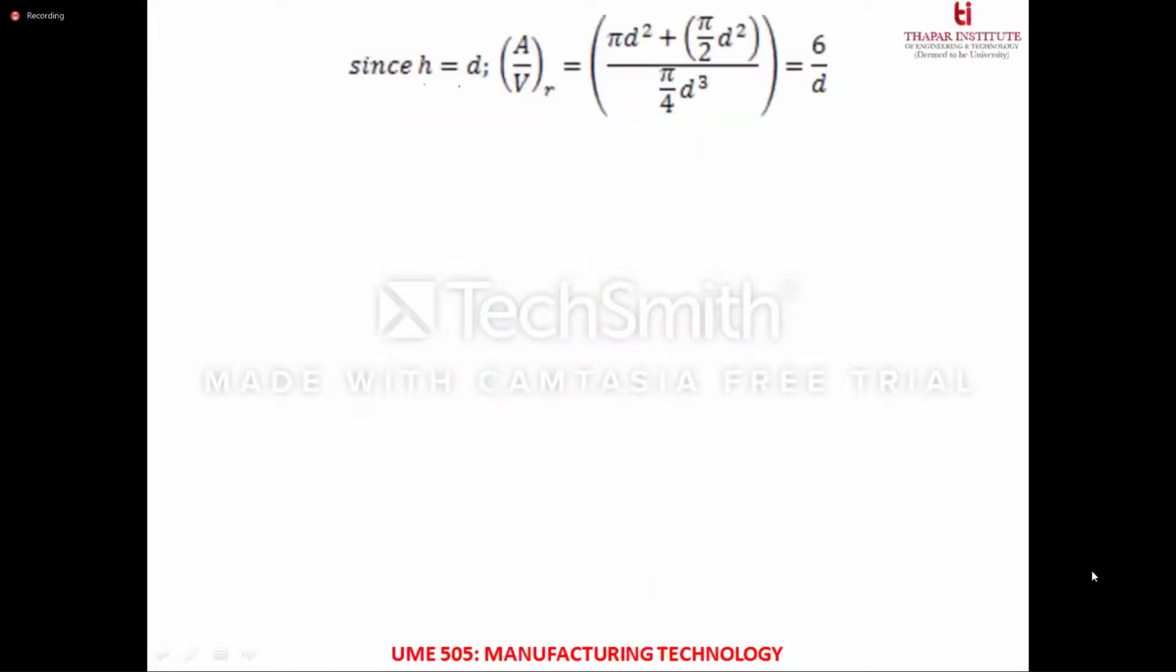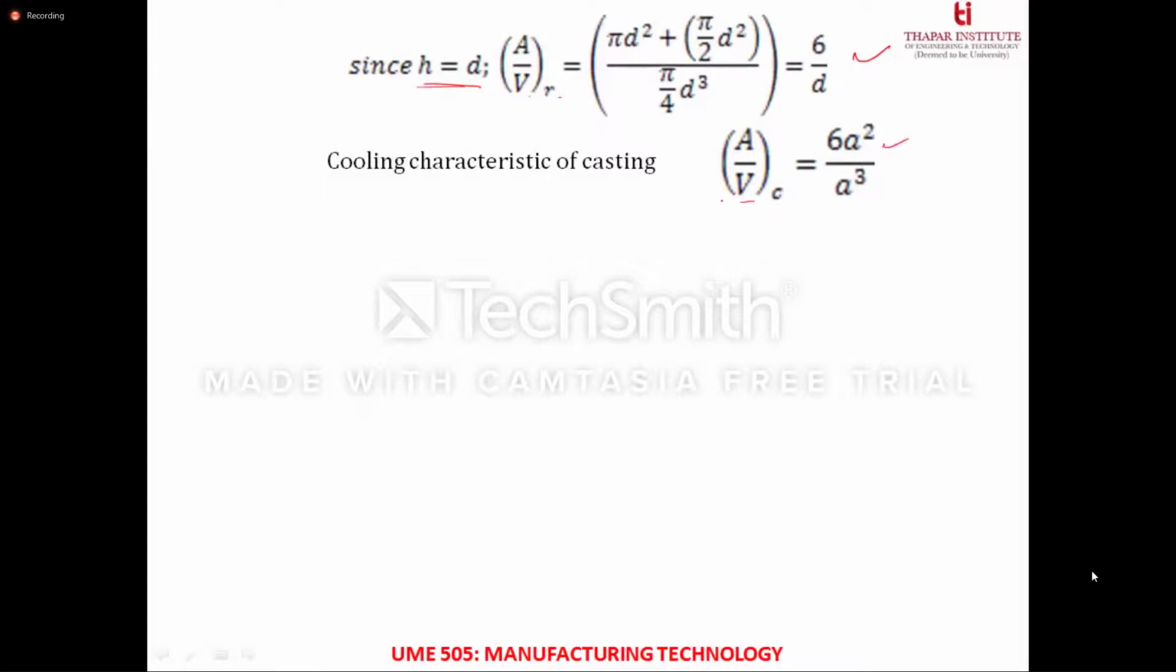Since h is equal to d, that is already given in the question, all h will be converted to d, and when you solve this equation, what you will find out is that the cooling characteristic, that is A by V of riser, is equal to 6 by d. This comes out to be 6 by d. Now we have to find the cooling characteristic of the casting also. So the cooling characteristic of the cast is surface area by volume. Now it is a cube, as you remember. So a cube has a surface area of 6a square, and the volume is given as a cube.